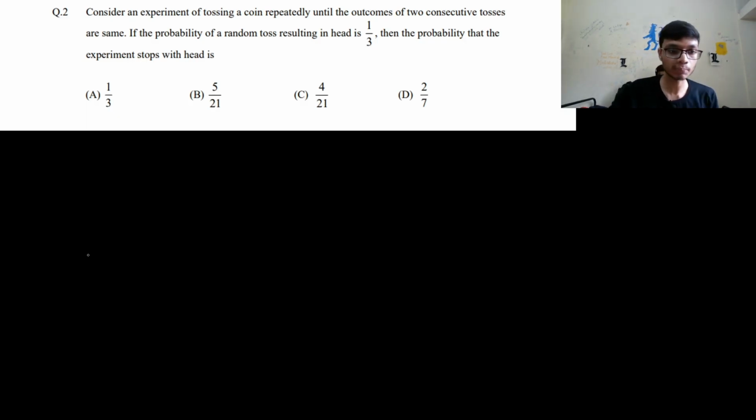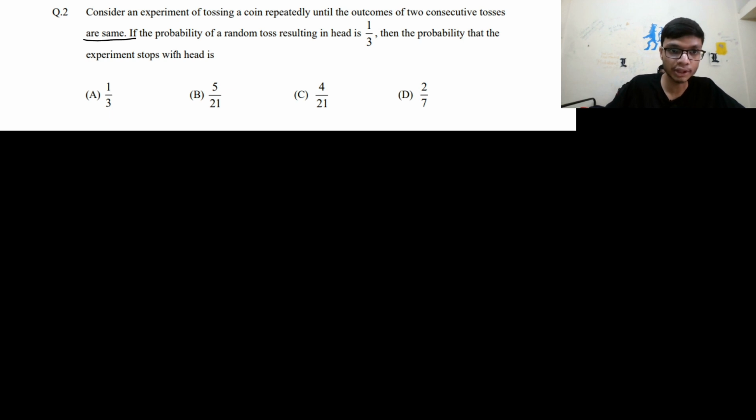Now, the second problem is a simple problem. This is the second question on probability. The question reads as: consider an experiment of tossing a coin. This experiment is repeatedly done until the outcomes of two consecutive tosses are the same. That means whenever the two outcomes of the tosses are the same, that is tail tail or head head, then you stop the experiment.